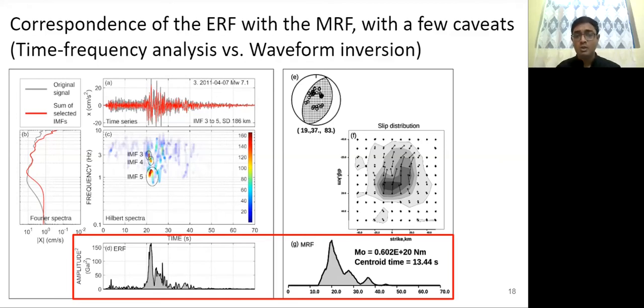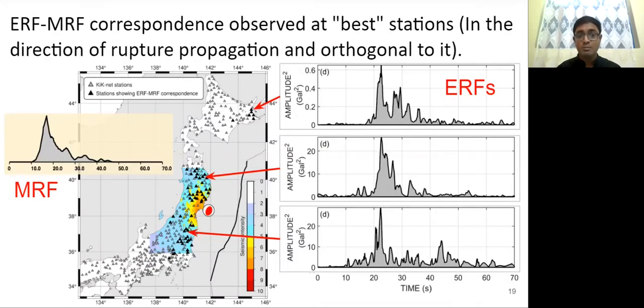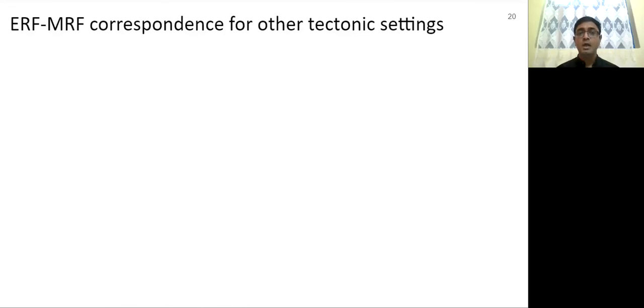The ERF shown here at the bottom left is from just one station along the direction of rupture propagation. This map shows the other stations at which this trend is observed, marked in black. As I previously mentioned, stations along the direction of propagation and orthogonal to it, approximately along the trench axis, give an ERF comparable to the MRF. In the following slides, I will quickly show the corresponding results for earthquakes from interplate and intraplate tectonic settings.